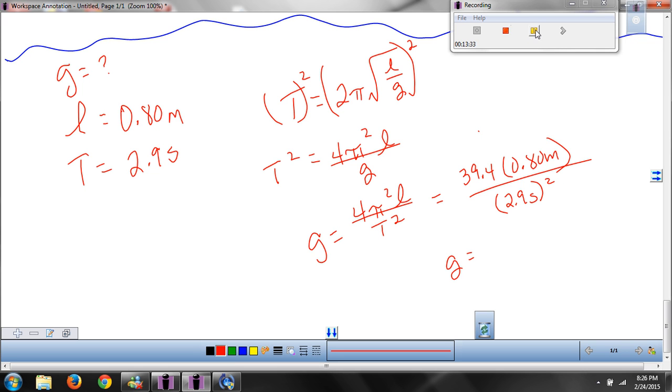So let's see, I'm going to pause it. All right, so I got 3.75 meters per second squared for my units, and that is the acceleration due to gravity on Mars, and that's exactly what I was looking for.